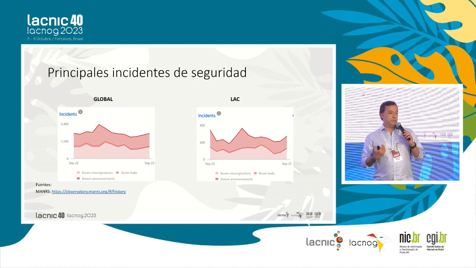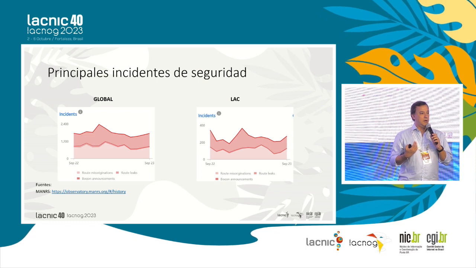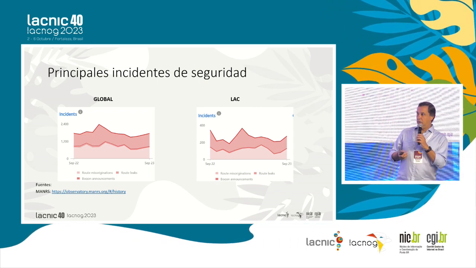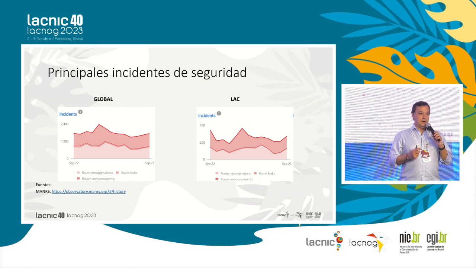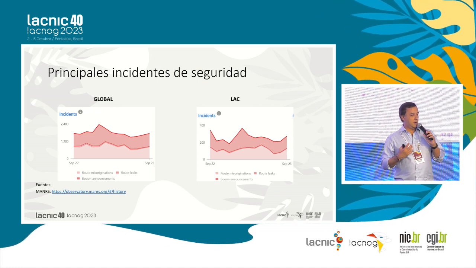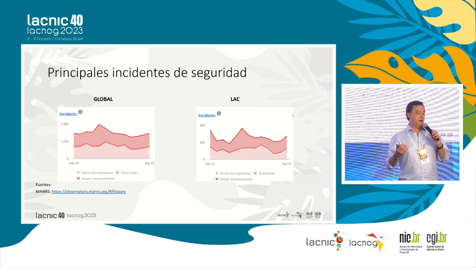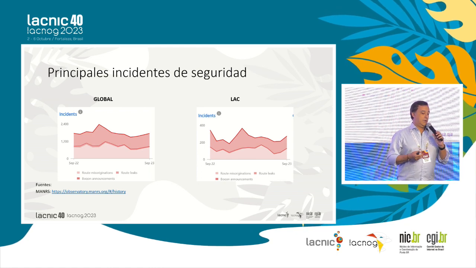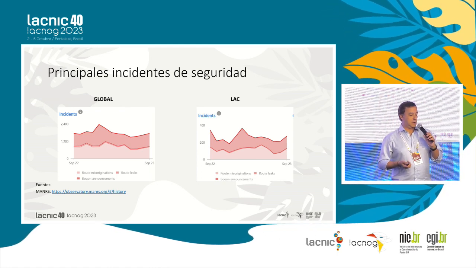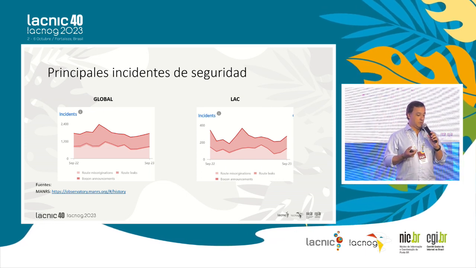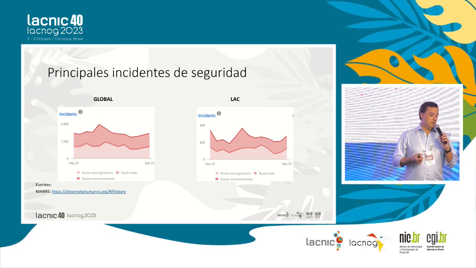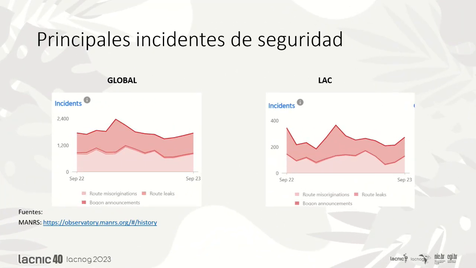Now, this is just to give you the context, the background of how many incidents there are in the region, and you can see it here in these charts. The chart to your left is showing what happens globally, and to your right it's what happens in Latin America, in the LACNIC region, Latin America and the Caribbean. This is the MANRS Observatory. And at the bottom, you have the routes that have been altered, the misoriginations, then the route leaks, and then the bogon announcements that shouldn't be there.